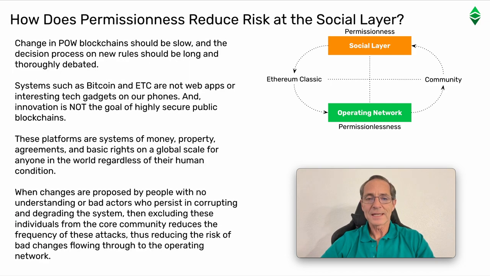How does permissioned access reduce risk at the social layer? Change in proof-of-work blockchains should be slow, and the decision process on new rules should be long and thoroughly debated. Systems such as Bitcoin and ETC are not web apps or interesting tech gadgets on our phones. And innovation is not the goal of highly secure public blockchains. These platforms are systems of money, property, agreements, and basic rights on a global scale for anyone in the world regardless of their human condition. When changes are proposed by people with no understanding or bad actors who persist in corrupting and degrading the system, then excluding these individuals from the core community reduces the frequency of these attacks, thus reducing the risk of bad changes flowing through to the operating network.